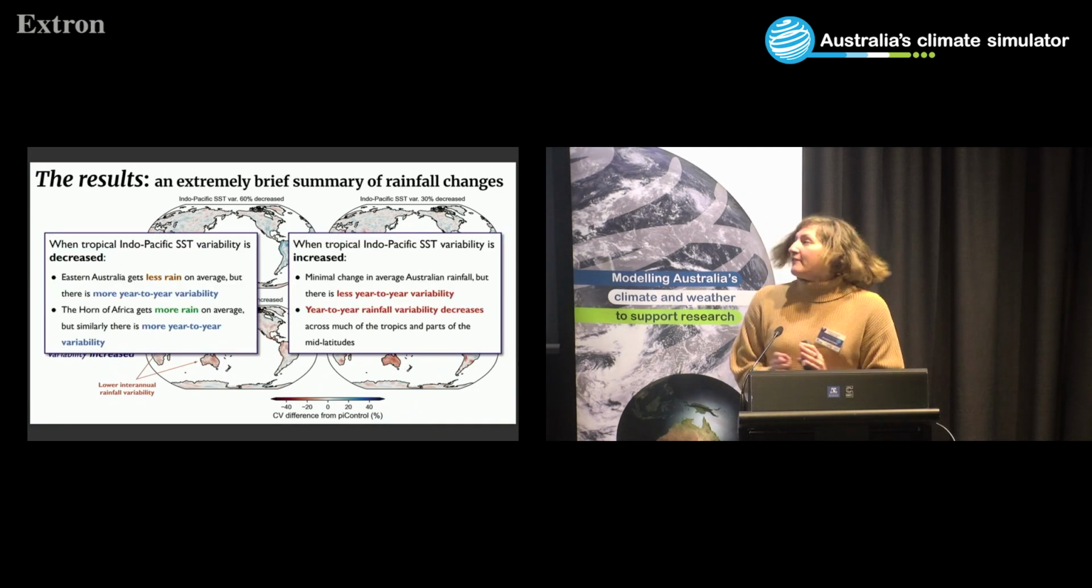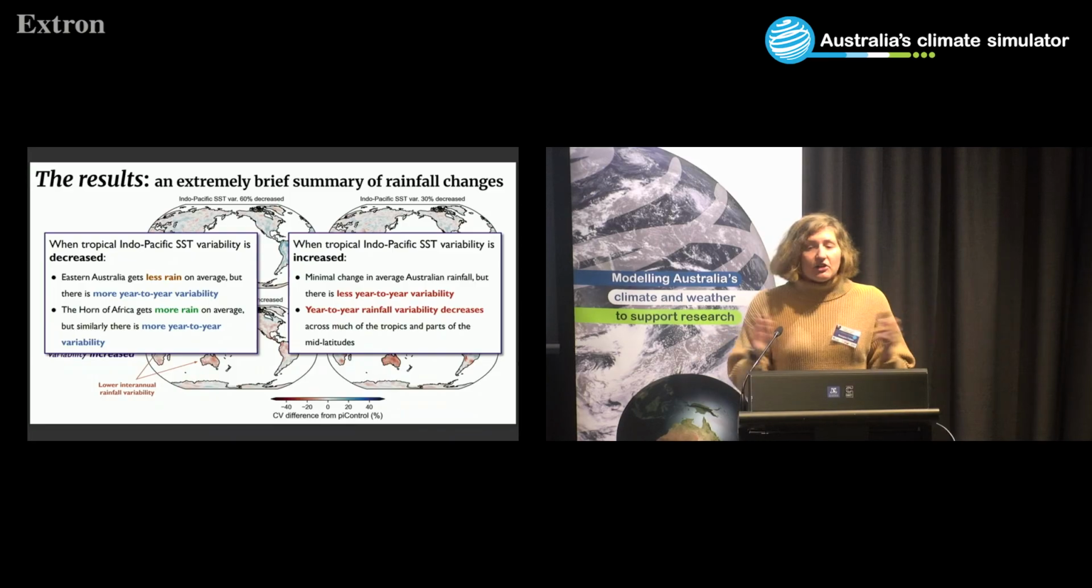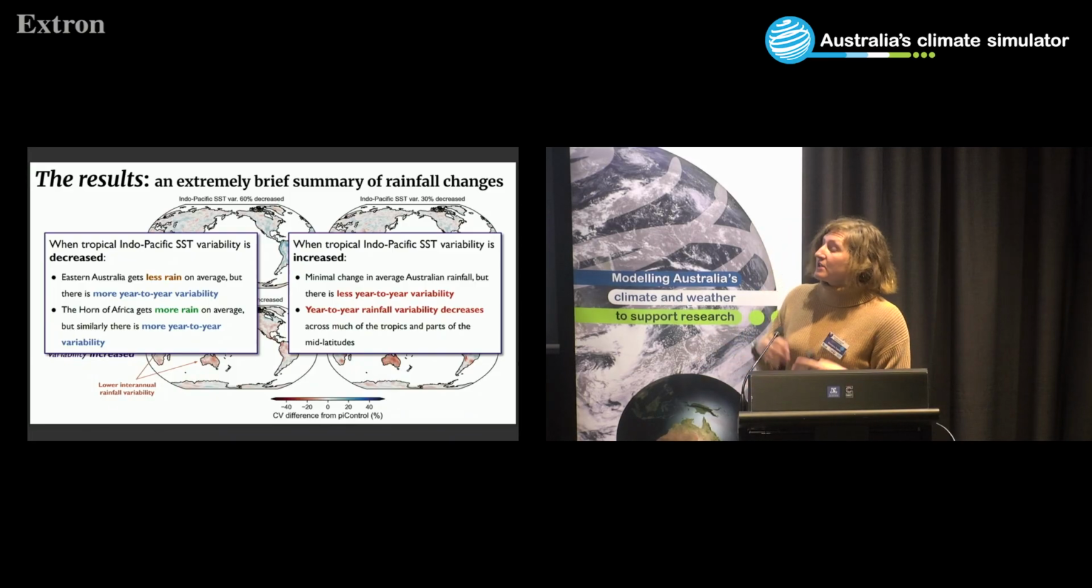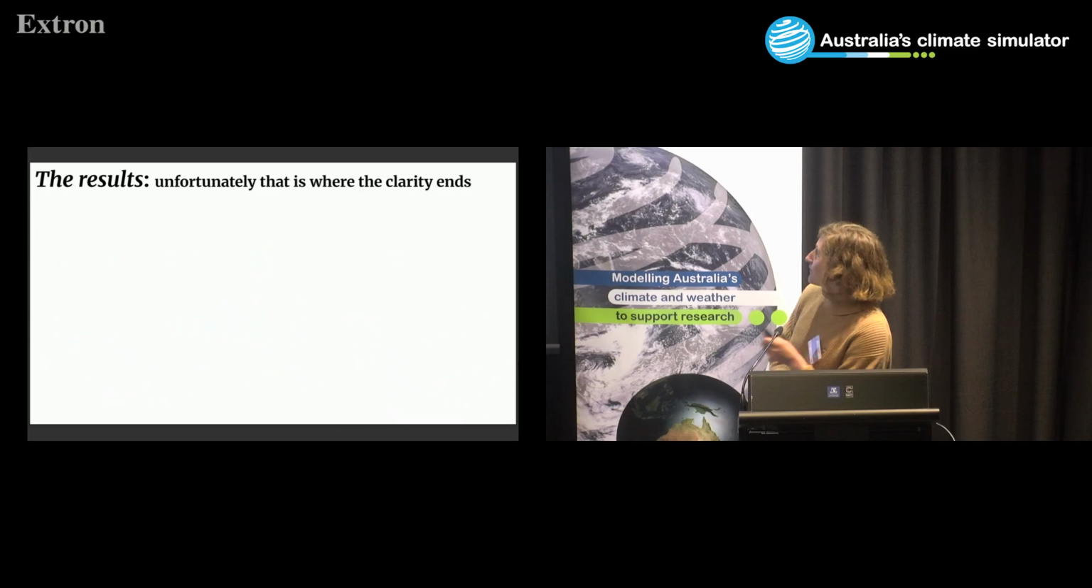Okay, so to very briefly summarise, when we decrease tropical Indo-Pacific sea surface temperature variability, it's sort of a case of drought or deluge across the whole Australian continent, although Eastern Australia is drier on average. But then if we increase the magnitude of ENSO and IOD variability, there is less year-to-year rainfall variability across quite a lot of the globe.